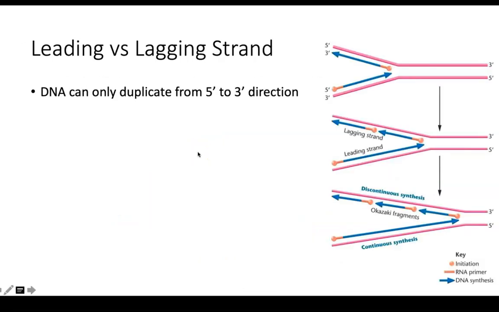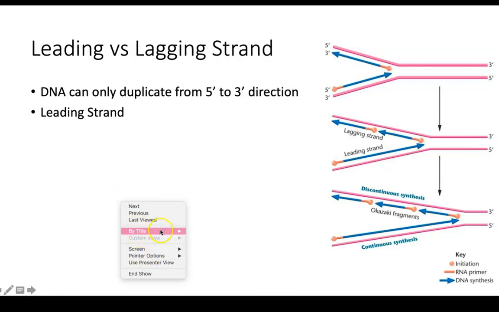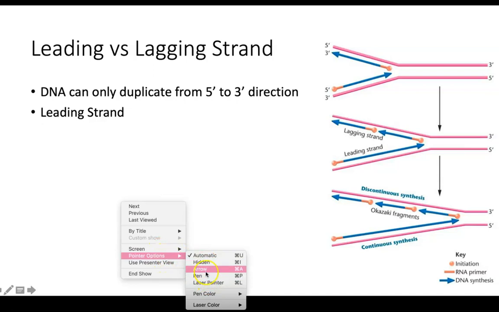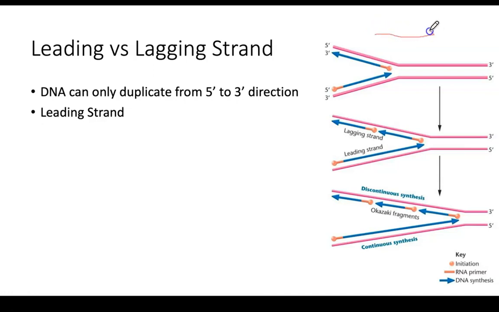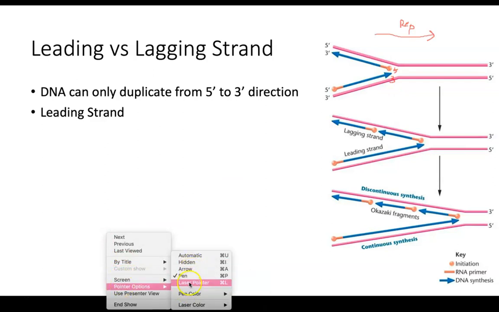Okay, so let's talk about that leading versus lagging strand. Again, I want to remind you that our DNA can only duplicate in the 5' to 3' direction. I'm going to try to draw just a little bit. It's going to be very challenging with my lack of software right now, but I'm going to try to draw just a few bits of information that I think may help you understand this. One is the direction of replication. I'm drawing this with a mouse. And the other is reminding you about the direction of the daughter strand. So that's a 5 that I drew here, and then that's a 3 that I drew here. So let me switch back to my pointer and hopefully this will make some sense.